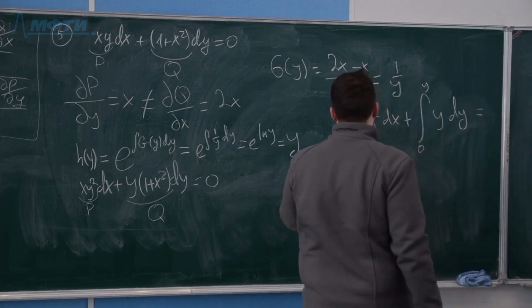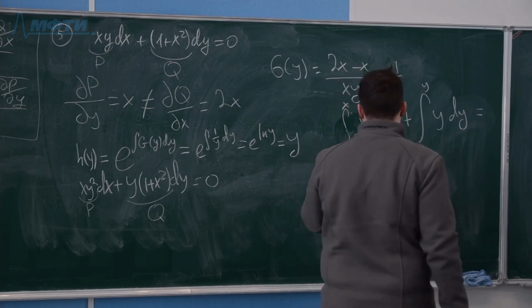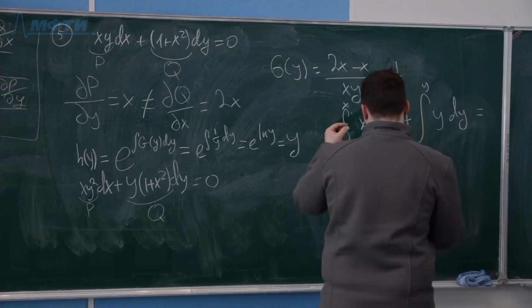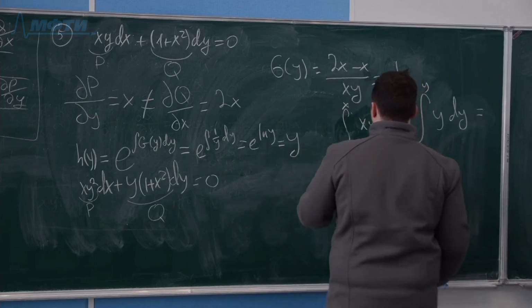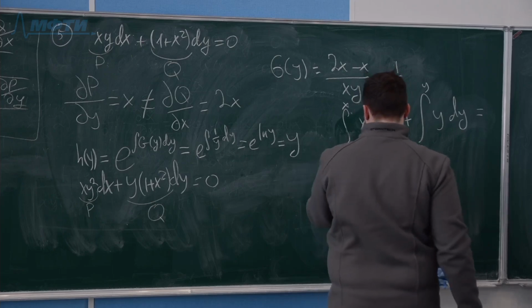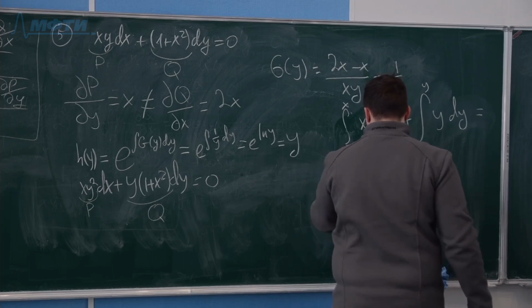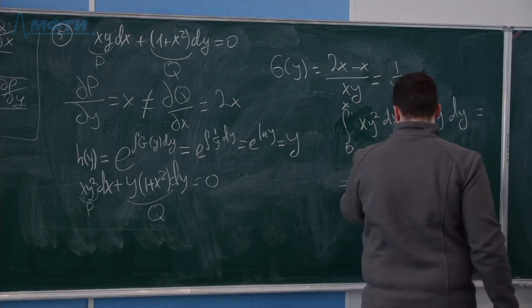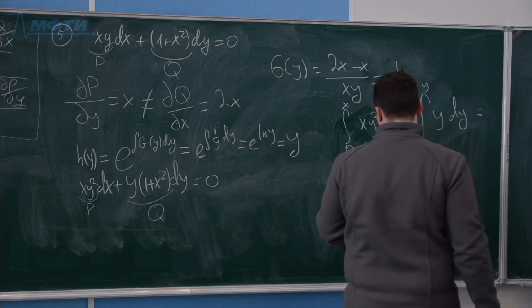So not differentiate but integrate. x y squared dx. Do not confuse integration and differentiation. Integrate x y squared: x squared over 2, plus y squared over 2. Correct. This is f, and then the answer.